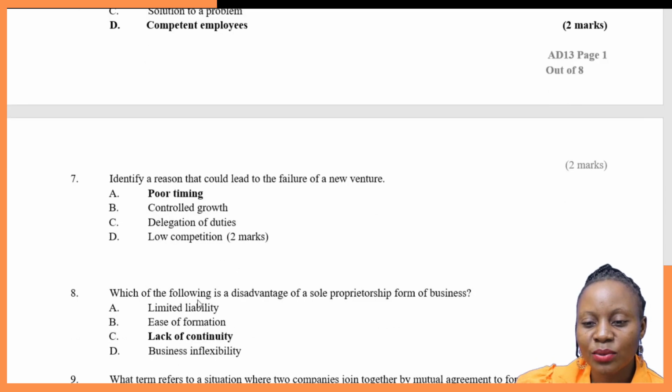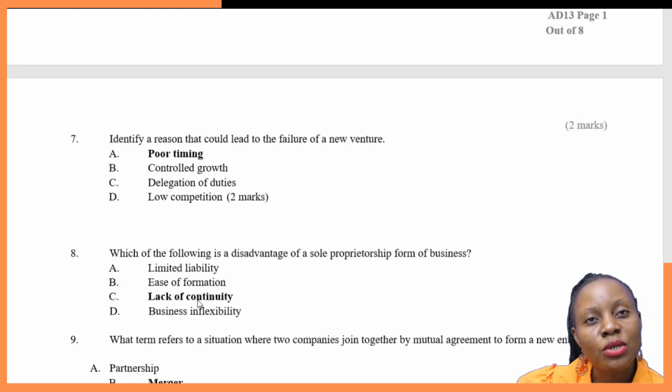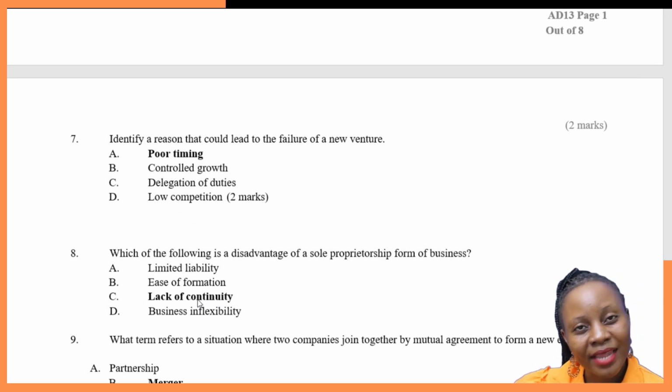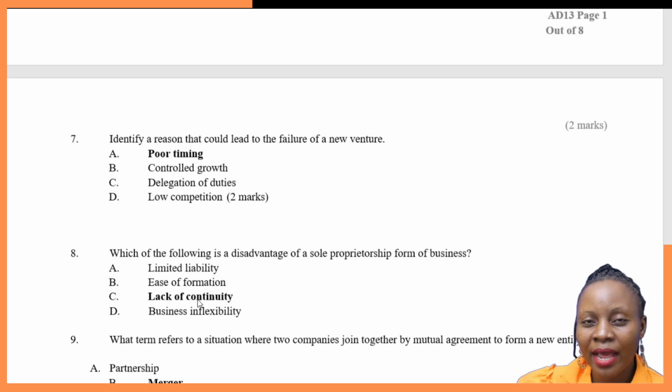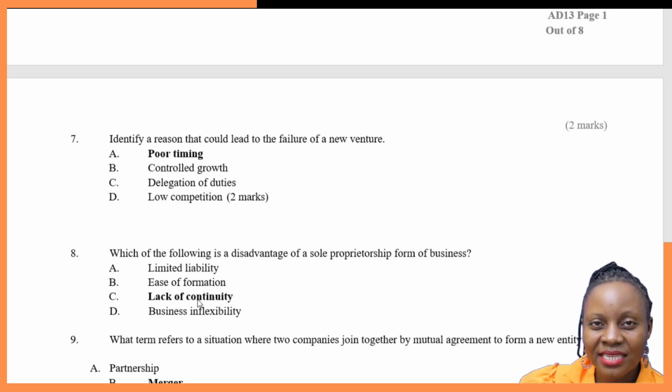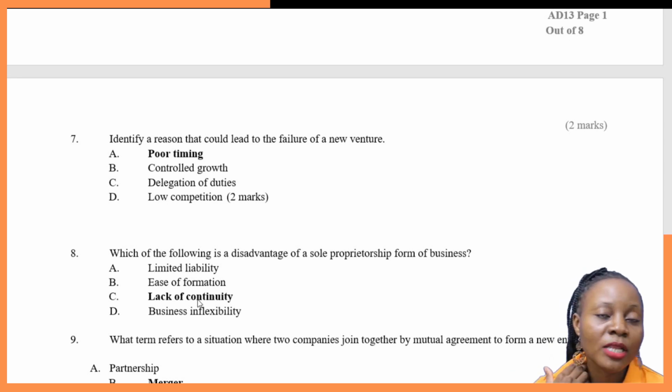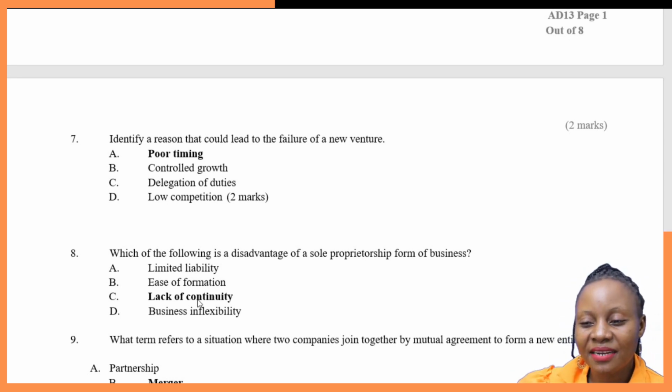Out of the choices that we have, letter C, lack of continuity. Yes, when the owner, for example, dies, or maybe when the owner falls sick, and maybe it will be a medical condition that will forever ground him or her on bed. Those are just a few things that can make the business be dissolved. So when the owner falls sick, the owner dies, or something happens to the owner in a way that he cannot operate the business completely, then the business will fail to continue. So that is the major disadvantage of sole proprietorship, lack of continuity.